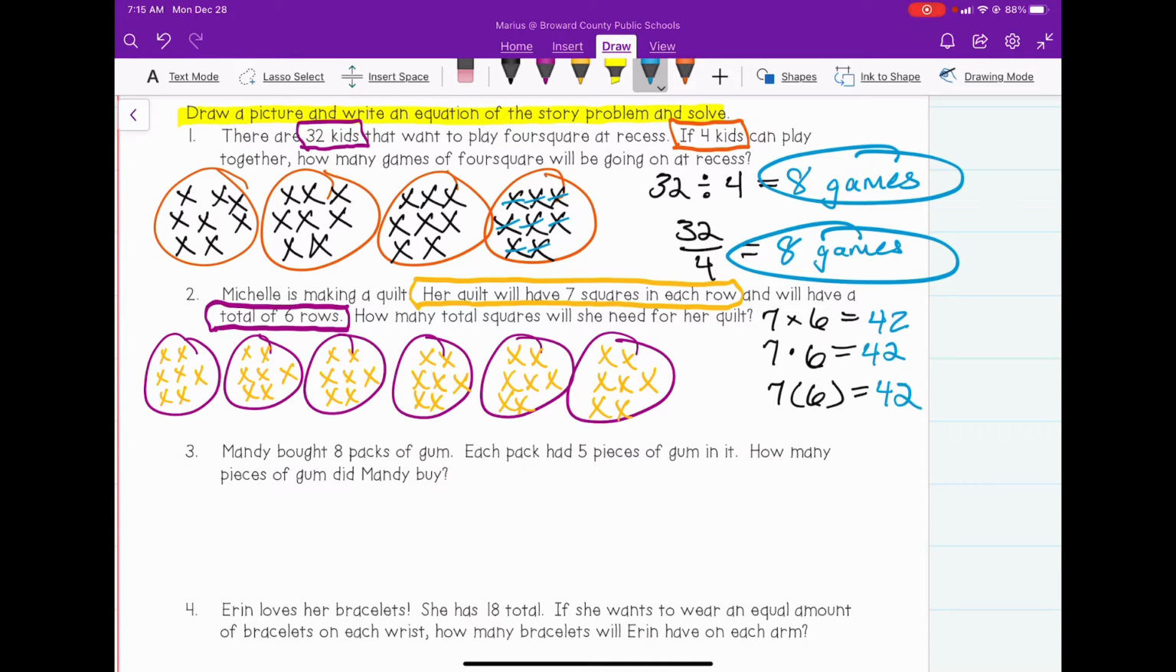And let's give our real world answer. We gotta put it in real world context. So it can't just be 42. It's 42 what? It says how many total squares. So this is 42 total squares. Okay, that would be our answer there for number 2.